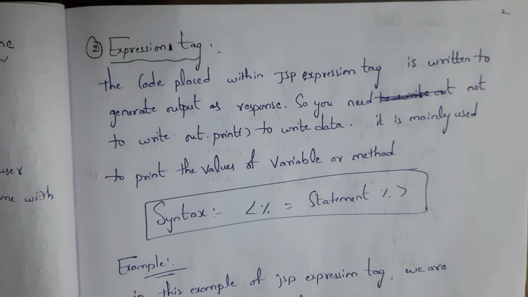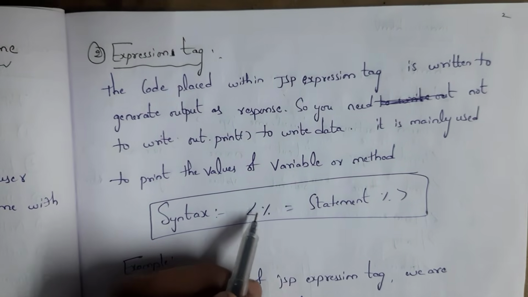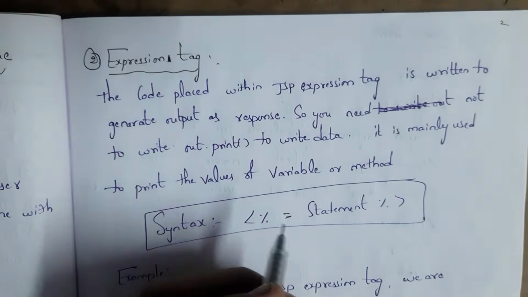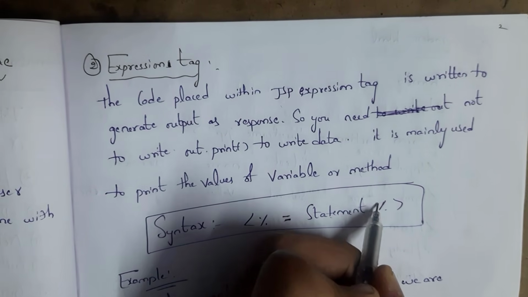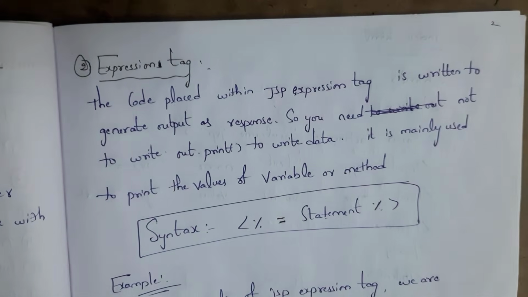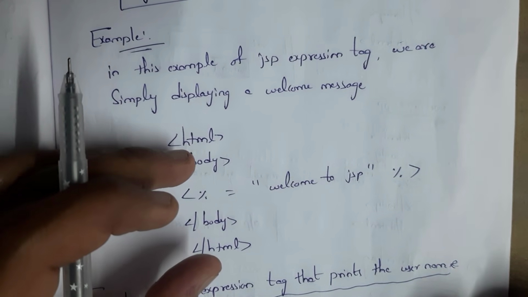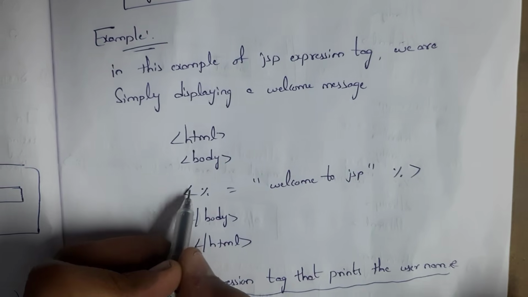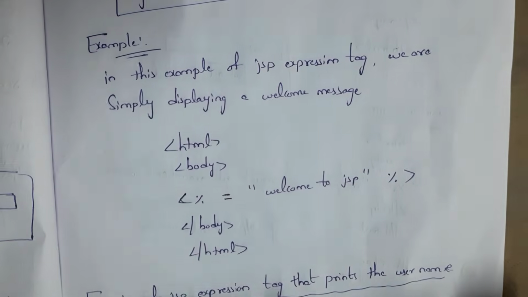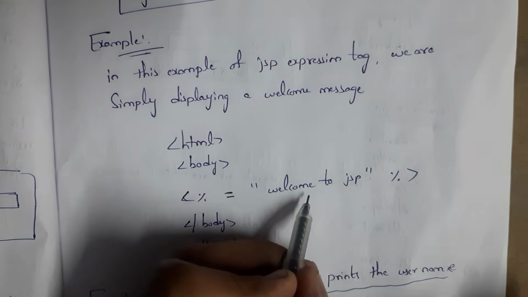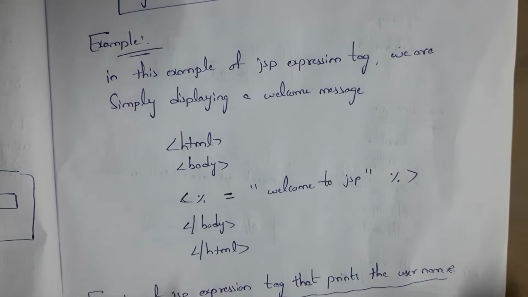Next one is the expression tag. We use this expression tag in order to generate output as a response. This is the syntax: <%= statement %>. For the expression tag, we use the equal to symbol here, then the statement, and then %>. This is the syntax of the expression tag, and this is an example which I have written here. HTML, inside HTML I wrote a body tag, inside body I wrote <%= "welcome to JSP" %>. This is the statement which I have written inside this. So the output is welcome to JSP. This is the output, and the equal to defines the expression tag.